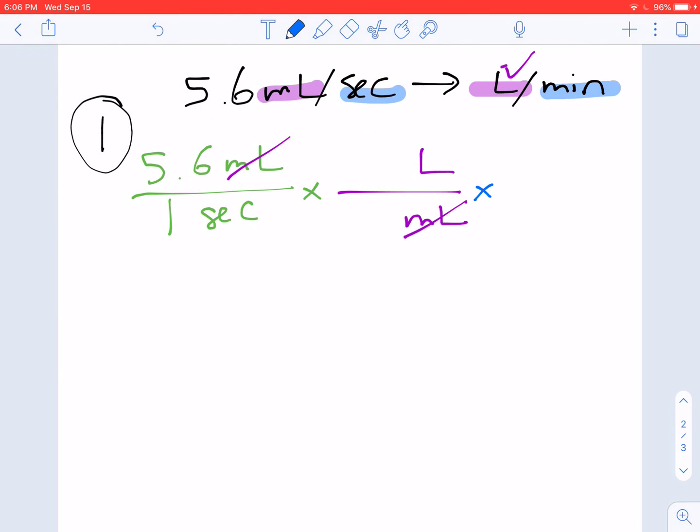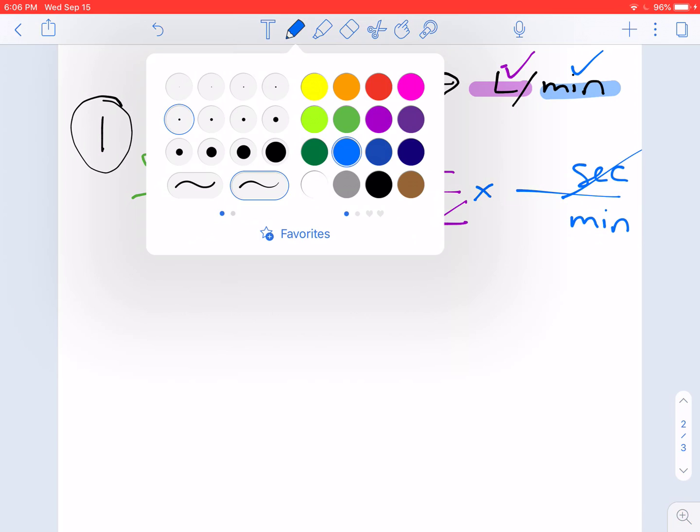You can see here that seconds is on the bottom or in the denominator. So to get rid of that, it needs to go up top. Minutes are going to be here. Seconds and seconds are going to cancel out. You can see that I now have liters per minute. So I now have the units that I want. Now it's just an issue of filling in the numbers and going with that.